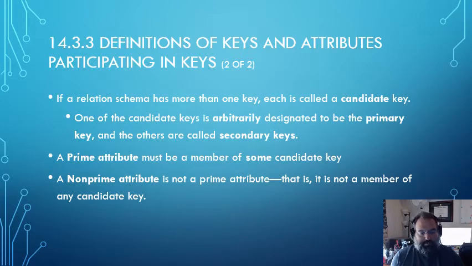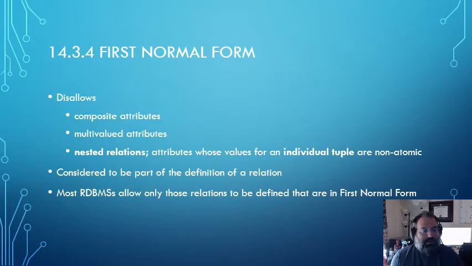A prime attribute must be a member of some candidate key. A non-prime attribute is not a prime attribute; that is, it is not a member of any candidate key. First normal form disallows composite attributes, multivalued attributes, and nested relations, that is, attributes whose values for an individual tuple are non-atomic. It is considered to be part of the definition of a relation. Most RDBMSs allow only those relations to be defined that are in first normal form.